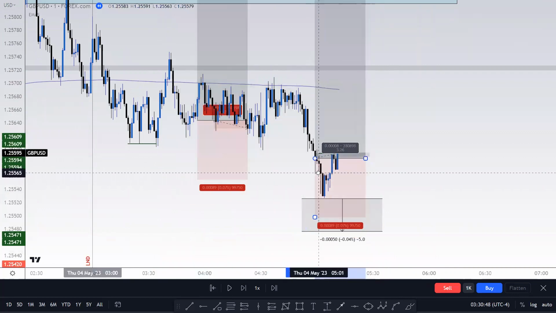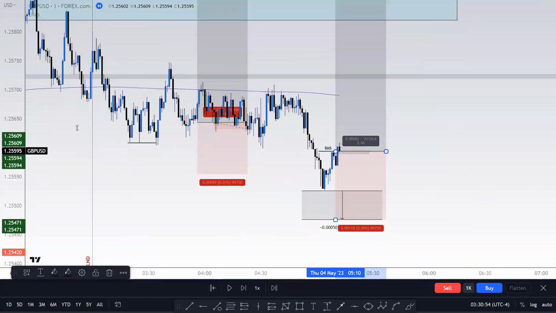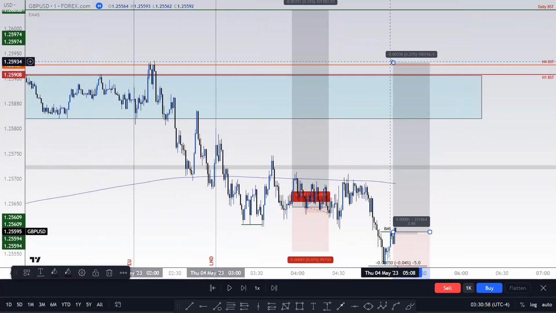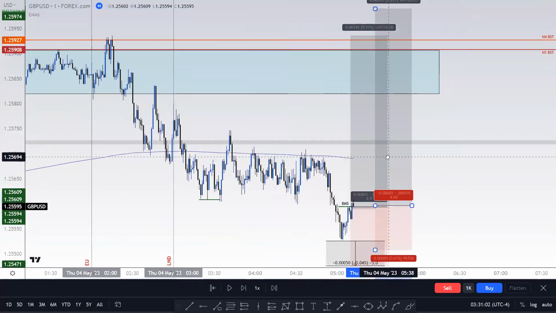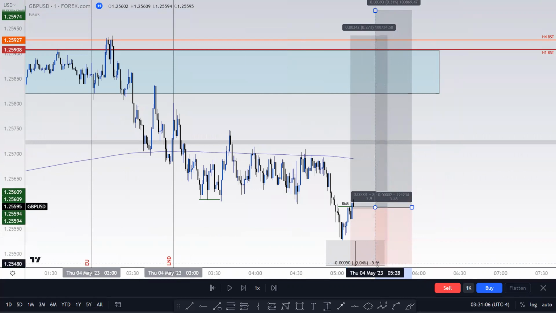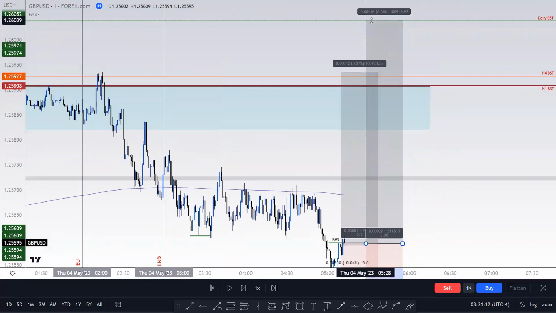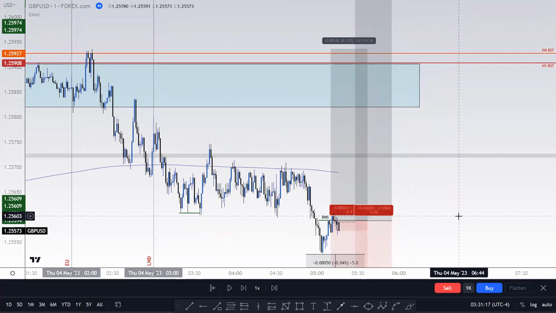So again, it just ran to those levels. First entry at the imbalance, stop goes 5 pips below the low. And then profit target at the recent high, TP1 at the recent high. And then the same thing here as well. Stop goes 5 pips below the low. And then TP2, daily buy side targets. So this is the setup.